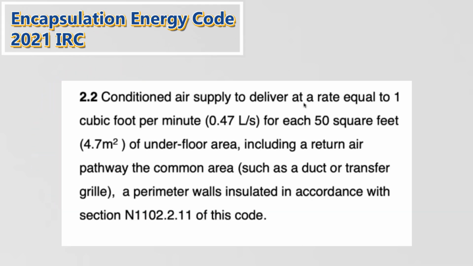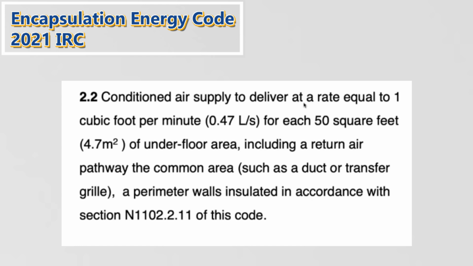In Section 2.2 of the code, the conditioned air supply has to deliver at a rate equal to 1 cubic foot per minute for each 50 square feet of underfloor area, including a return air pathway to the common area, such as a duct or transfer grill.